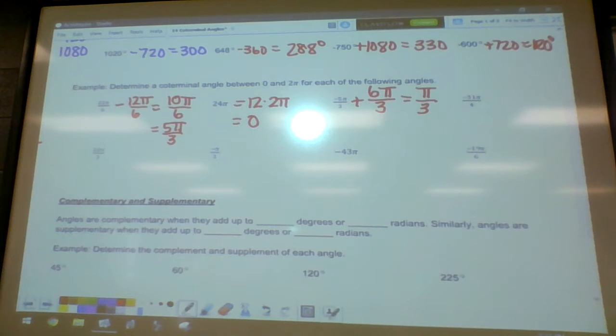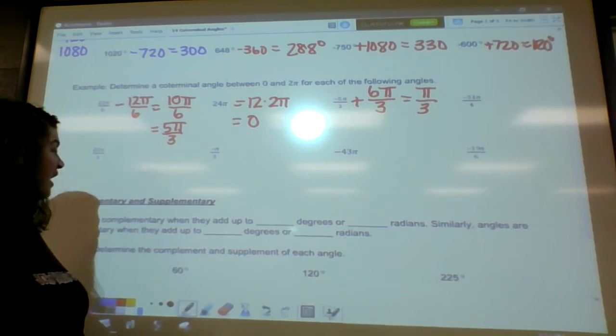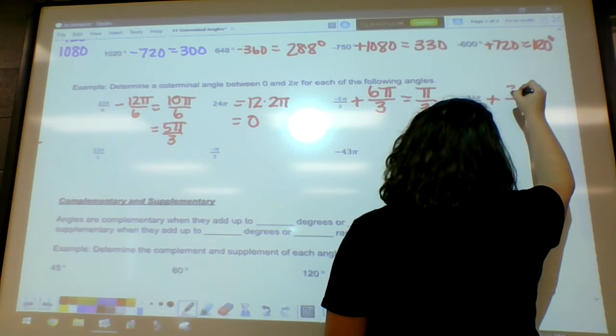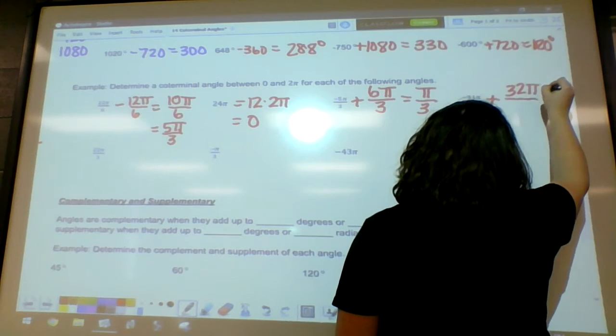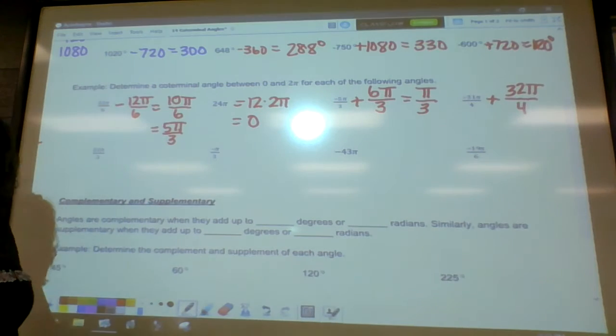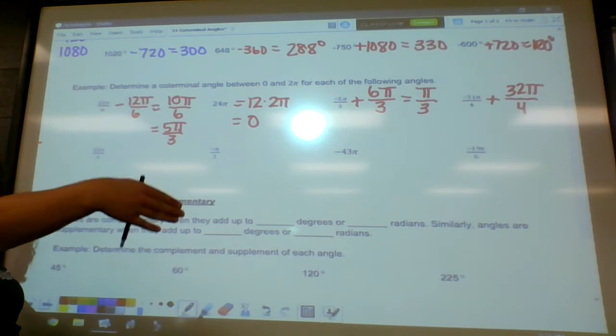All right, the next one, negative 31 pi over 4. Definitely in the negatives, right? So we can add. What should we add here? 32 pi over 4. Now, what is 32 over 4? 8. So technically, we're adding 8 pi. So we added 2 pi, another 2 pi, another 2 pi, and one more 2 pi.